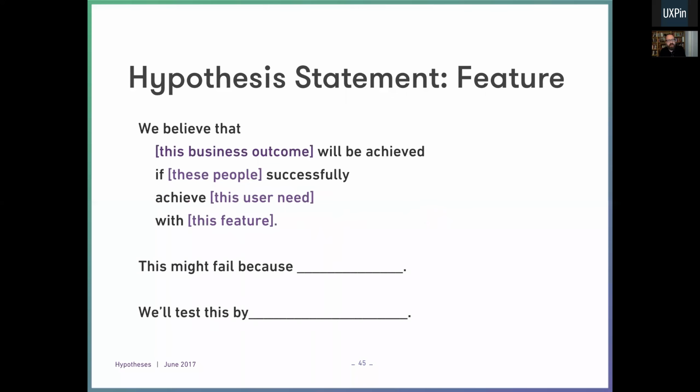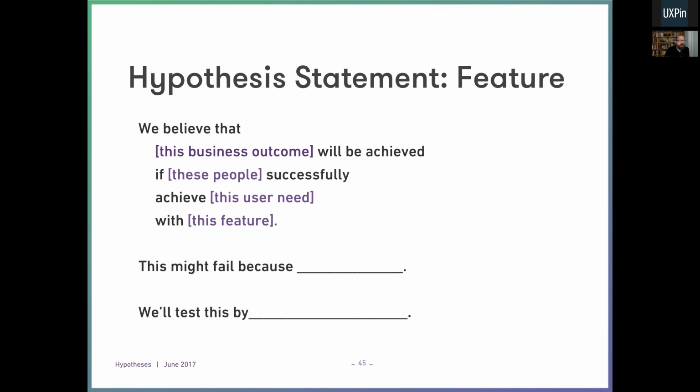This is a version that we use in the Lean UX book, and it's very much tailored to product development and for connecting features, users, and business needs. So this hypothesis statement says, we believe that we can achieve a certain business outcome if these people, our users, our customers, our personas, can achieve this user need, right? What's the goal they're trying to achieve by using this feature? Now, it might fail, and it might fail because of X. And we'll test this by doing Y, right?